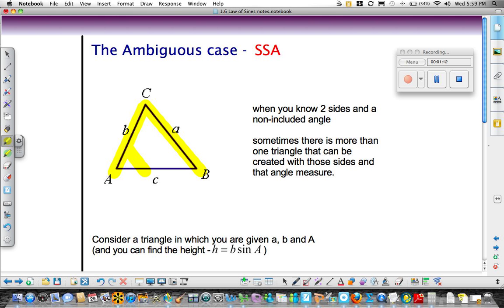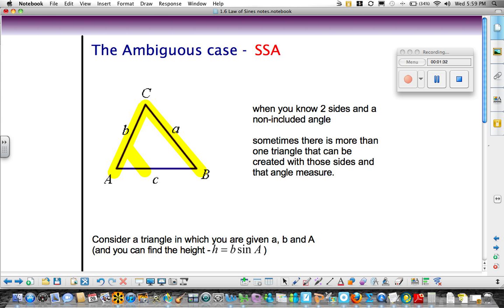Now, when you have information like that, in other words, when I give you the lengths of two sides and an angle that's not in between those two sides, there's actually some funny stuff that can happen. Sometimes there's more than one triangle that could be created with those sides and that angle measure. And I'm going to show you what that looks like now.